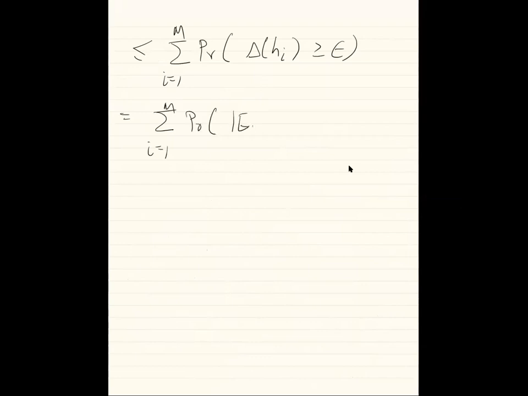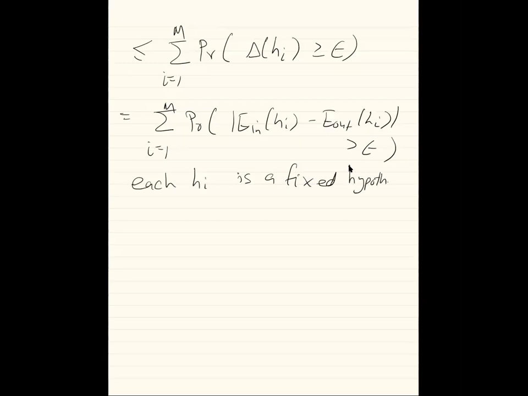And so this means that this is less than the summation of i going from 1 to M of the probability that delta of h_i is greater than epsilon. Delta of h_i is the probability that E_in of h_i minus E_out of h_i is greater than epsilon. For each h_i, it's a fixed hypothesis, selected before observing the training set. H was fixed, right? So for each of them, we can apply the usual Hoeffding. So this is less than 2M e to the minus 2N epsilon squared.